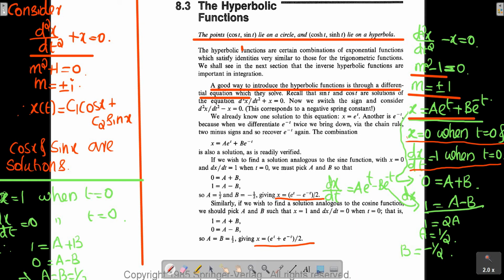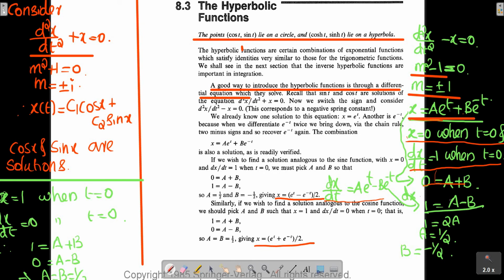Substitute these. Substituting t equal to 0, x should be 0. So 0 equal to a e raised to 0 plus b e raised to 0, so we get a plus b. Now dx by dt is 1, when t equal to 0. dx by dt means a e raised to t minus b e raised to minus t. So 1 implies a minus b.